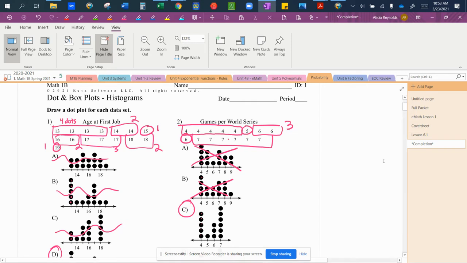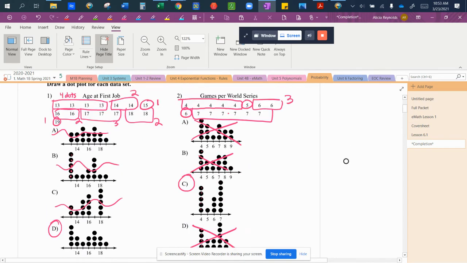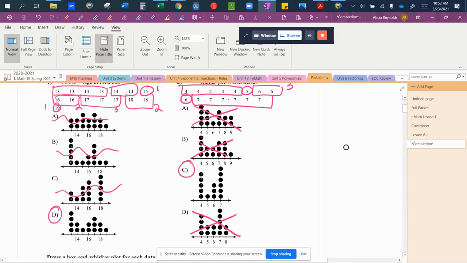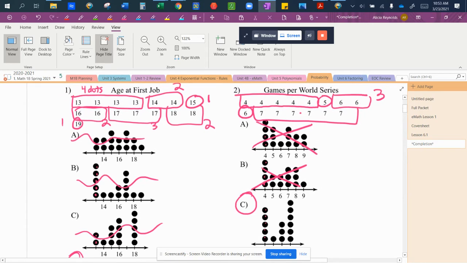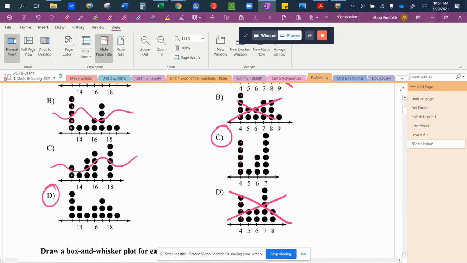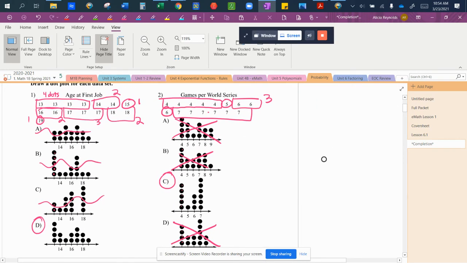When we're looking at the dot plots, you need to understand that each dot represents a data point. We're given this list of numbers: 4 13s, 2 14s, 1 15, 2 16s, 3 17s, 2 18s, and 1 19. That's what we're trying to match up on this little bar graph. The first thing I need is 4 dots under 13, so A, B, C are all ruled out based on that first thing. Then we can verify the rest by looking at the rest of the data.